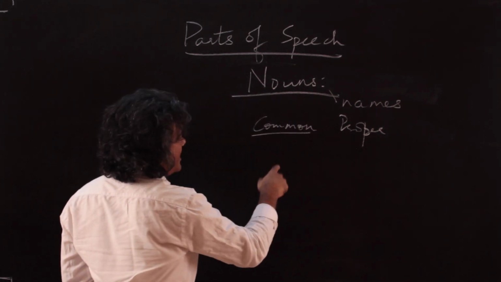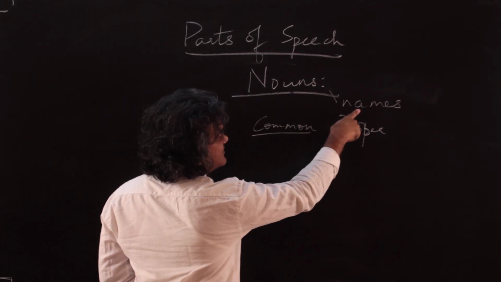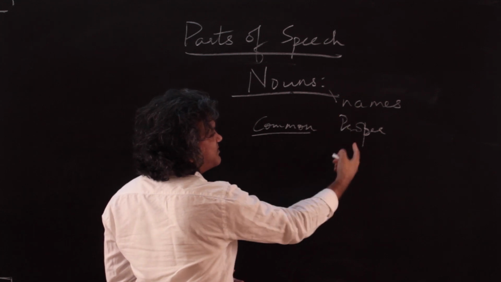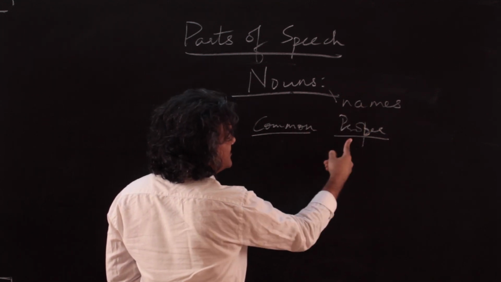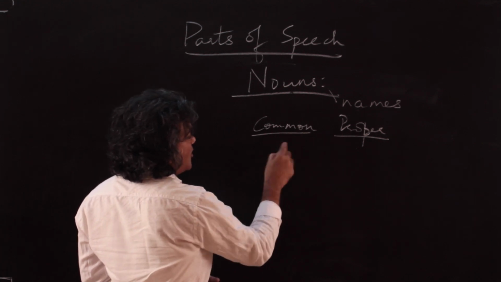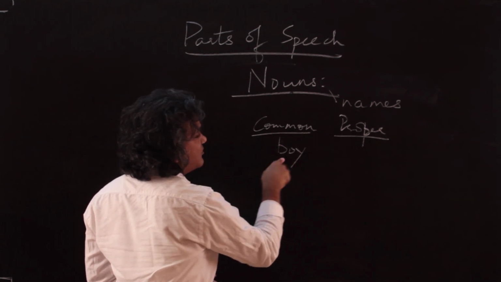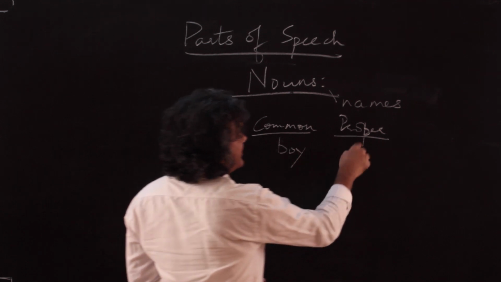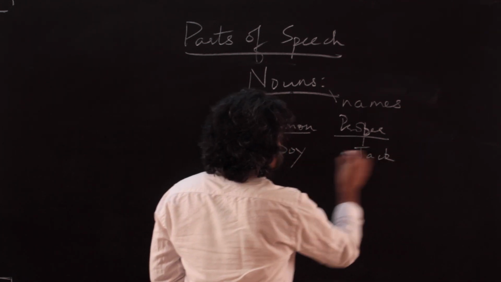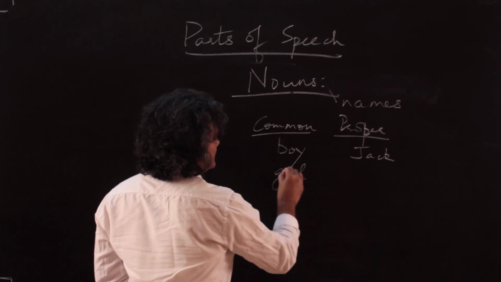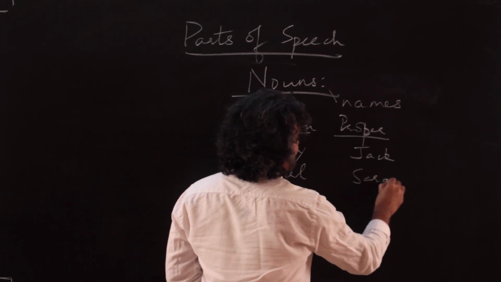So remember, nouns are names. Common nouns are also names, proper nouns are also names. And the best way to understand common nouns or proper nouns is to actually compare them with each other. So for example, an example of a common noun is, let's say, boy. Whereas an example of a proper noun will be, let's say, Jack. Okay. Similarly, girl and, let's say, Sarah.